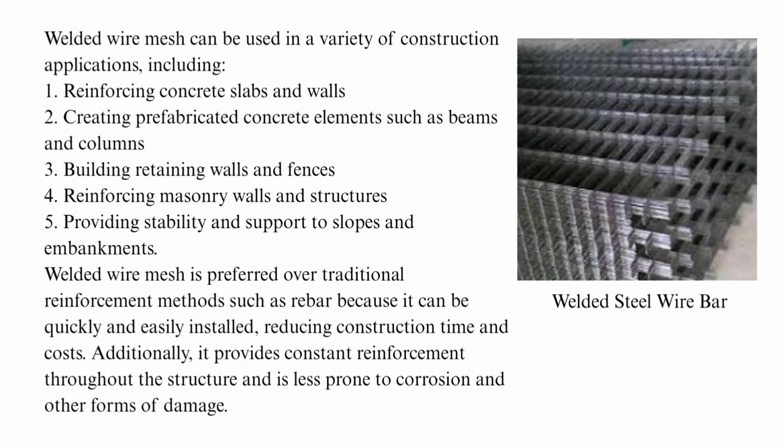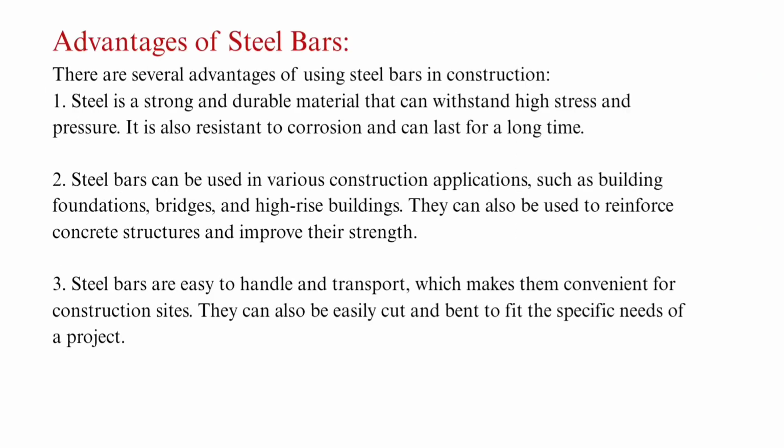The next, building retaining walls and fences. Then reinforcing masonry walls and structures, and providing stability and support to slopes and embankments. This welded wire mesh is preferred over traditional reinforcement methods such as rebar because it can be quickly and easily installed, reducing the construction time and cost. Additionally, it provides a constant reinforcement throughout the structure and is less prone to corrosion and other forms of damage.